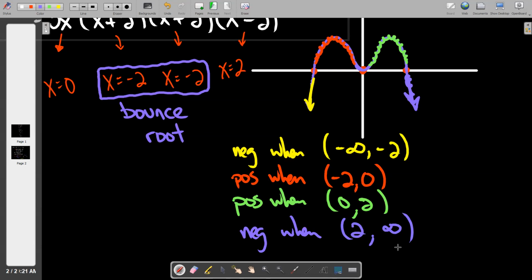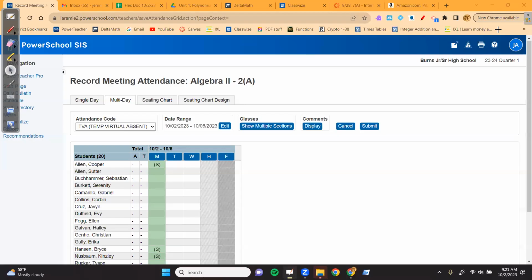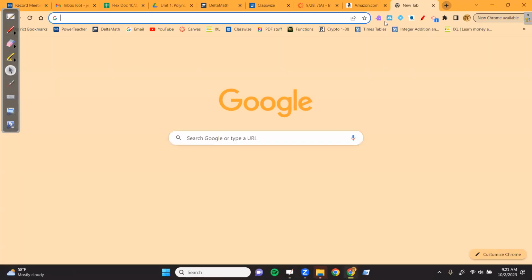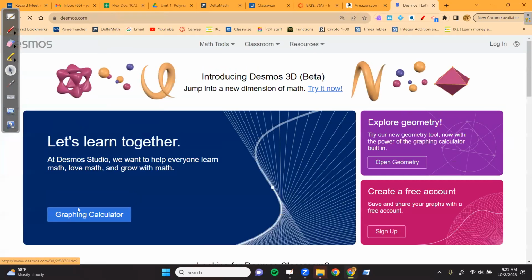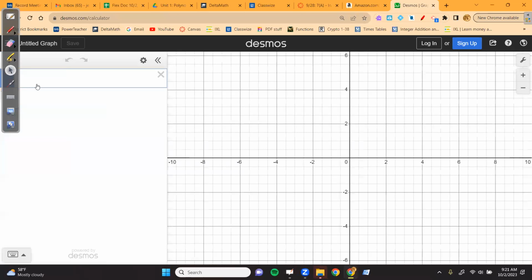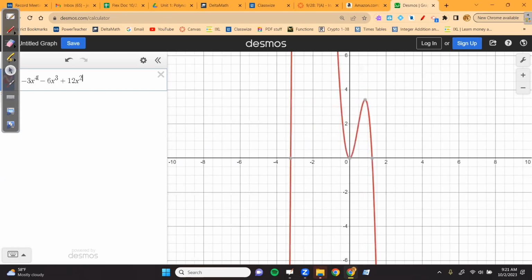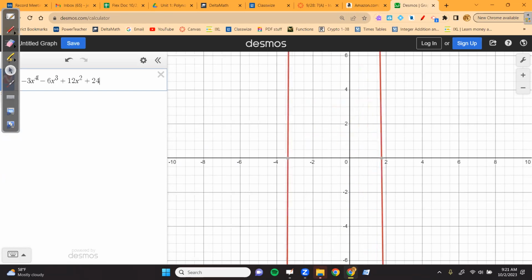Good. So I'm going to head over to Desmos real quick. Everybody got that written down? So open up a new tab, go to Desmos, graphing calculator, and I'm going to type in that function, which was negative 3x to the 4th minus 6x to the 3rd plus 12x to the 2nd plus 24x.